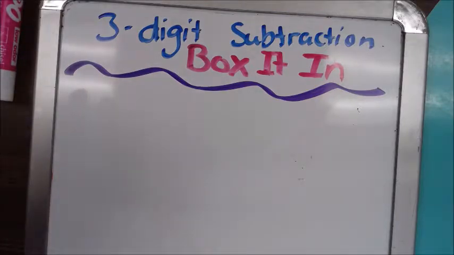Again, the box it in method is based on place value, and since in 3rd grade we do not teach the algorithm yet, we're just using place value to move numbers around so that we can subtract them and have enough to subtract.